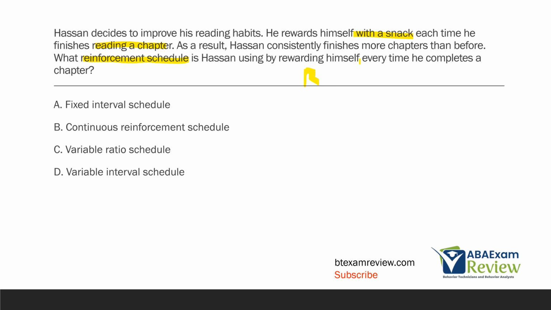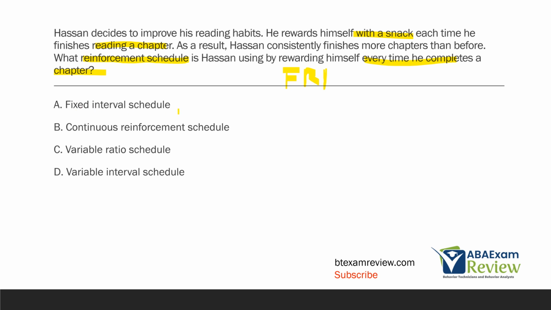Then we ask ourselves, is this schedule changing? Is it sometimes one chapter? Is it sometimes three chapters? No. Every time he completes a chapter, he's rewarded. So it's not changing, it's going to be fixed. So we know it's going to be some sort of fixed ratio schedule. Now we have to ask ourselves, how many responses are required? Well, just one chapter. So it looks like a fixed ratio 1.